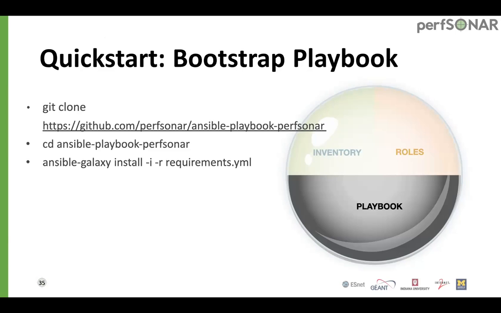So the first thing you're going to do is you're going to clone the playbook. You're going to go into the playbook, and you're going to bootstrap it with the Ansible Galaxy command. So now you've got a playbook, and now you've bootstrapped it with all of the roles. The roles are all the components that we just talked about.